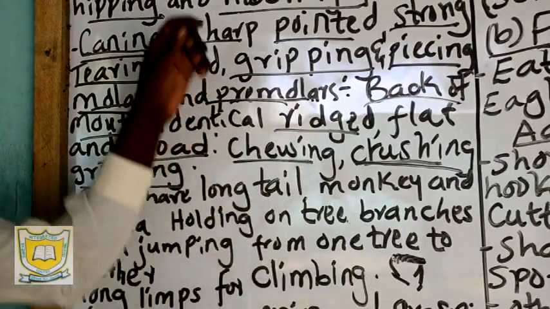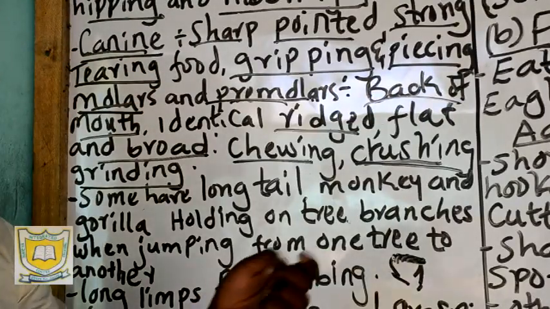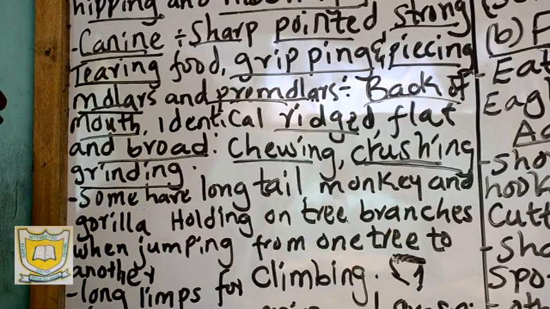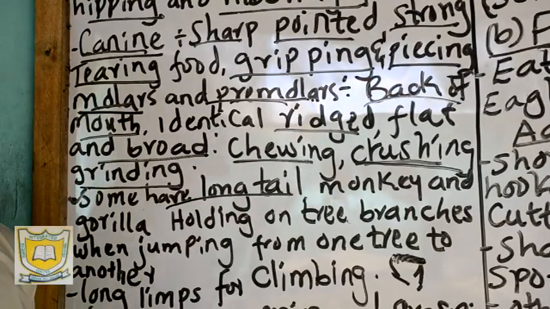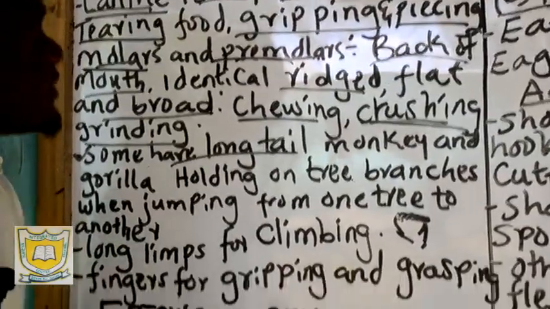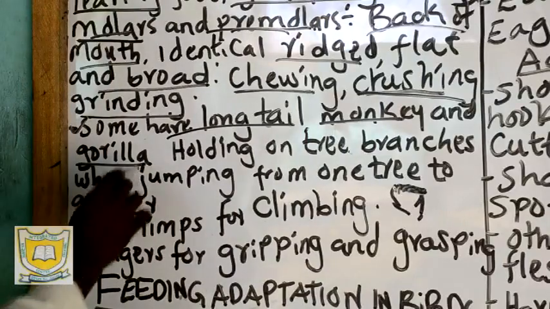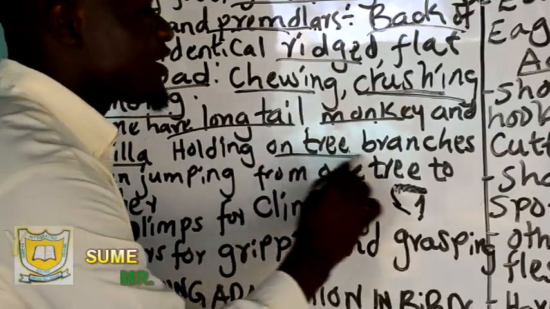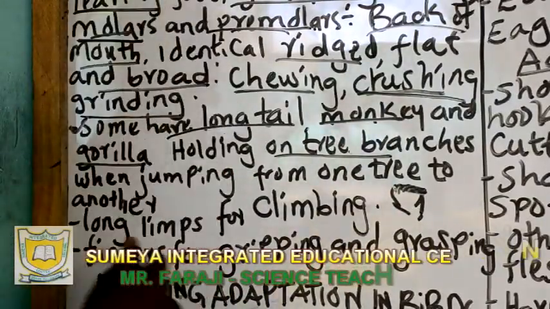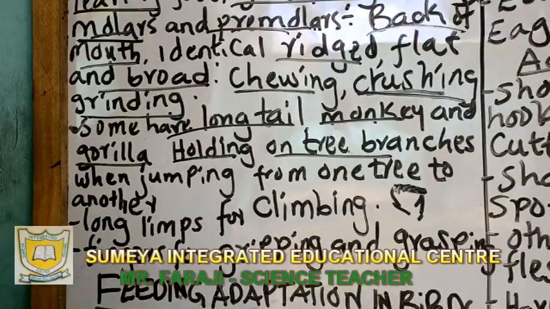Apart from the teeth and their adaptation, we also look at what other features help these animals to eat vegetables and feed on flesh. Some have a long tail. Examples of omnivores with this adaptation are the monkey and the gorilla. They have a very long tail. This tail helps the animal to hold itself on the branches when it jumps from one branch to another.